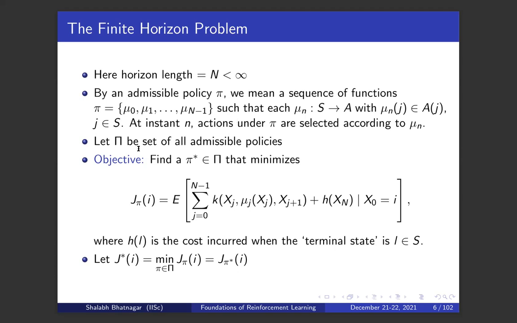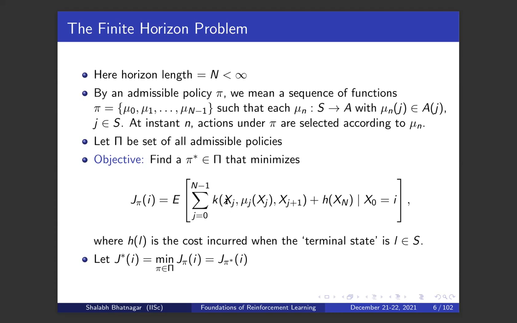So let's assume that capital pi is the set of all admissible policies. The objective is to find a pi star, which we call the optimal policy, that minimizes this kind of cost structure. We'll denote by J_pi of i, where pi is the policy and the subscript i denotes the state, the expected value of this entire sum.